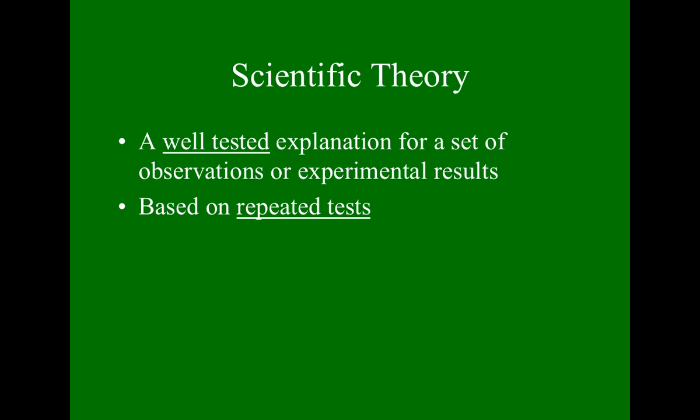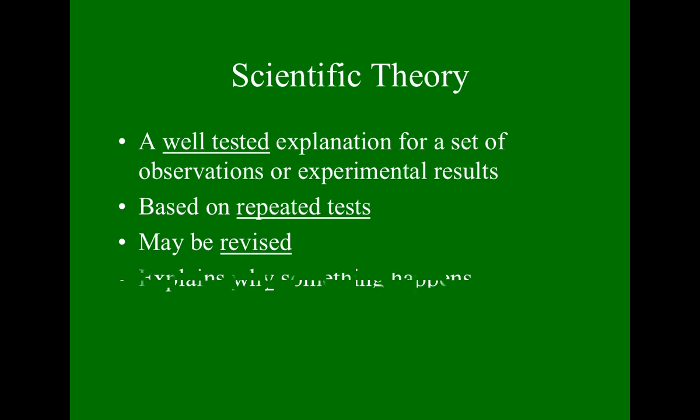This is based on repeated tests. Theories can be revised, and that happens all the time. And it explains why something is happening. So, why does evolution happen? Why does the atom behave the way it does? We have the atomic theory and we have the theory of evolution, both of which explain that.